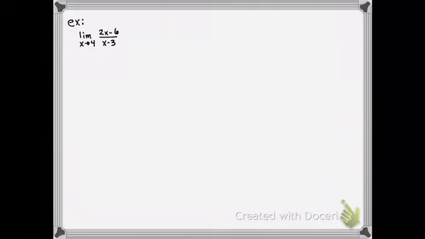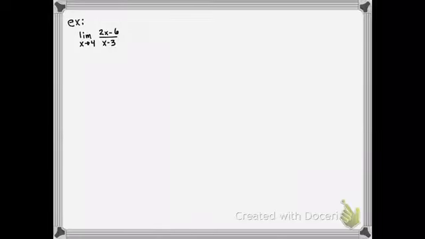Okay, so for this example, just really driving home this limit point, we're looking at the limit as x approaches 4 of 2x minus 6 over x minus 3. And so we want to see what happens when we plug in 4. Sorry, we don't want to see what happens when we plug in 4. We want to see what happens as we get really, really close to 4.